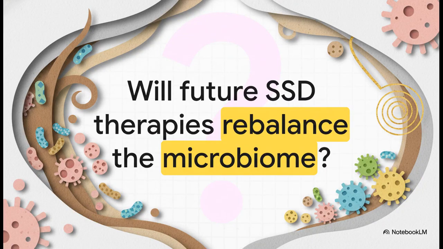So this brings us to a final, thought-provoking question for the future. As our understanding of the scalp microbiome gets more and more sophisticated, do you think we'll see a shift in therapy? Maybe less focus on just killing Malassezia and more on strategies to rebalance the entire microbial ecosystem? It's definitely something to keep an eye on.